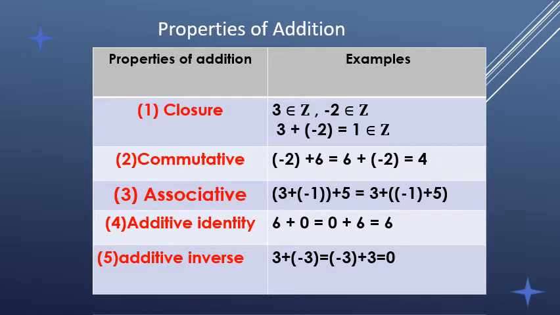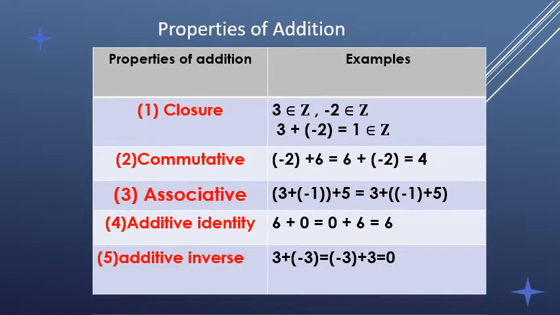Then the sum of any two integers is an integer. Number 2, commutative property: negative 2 plus 6 equals 6 plus negative 2 equals 4. Number 3, associative property: 3 plus negative 1 plus 5 equals 3 plus negative 1 plus 5. It's the same result. Number 4.